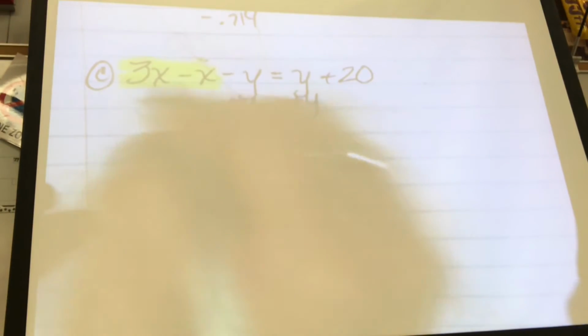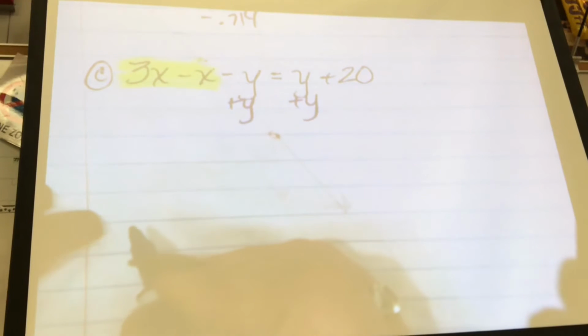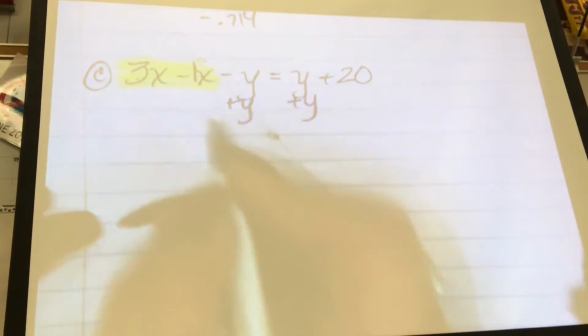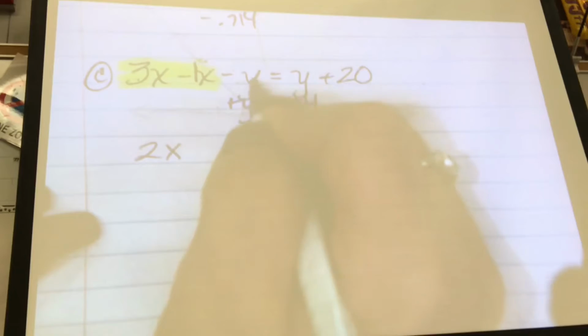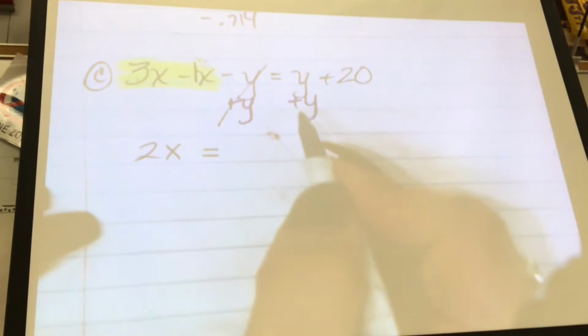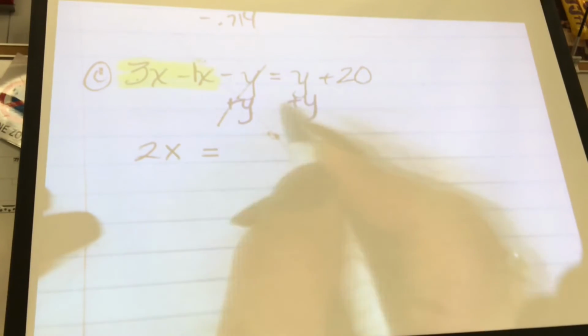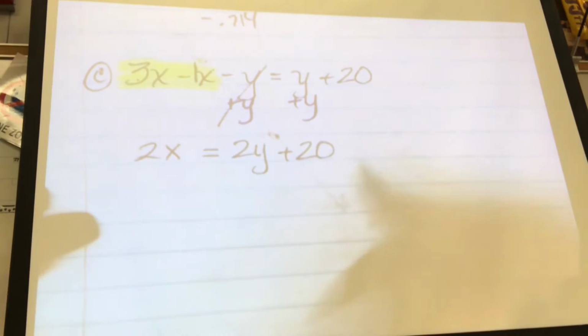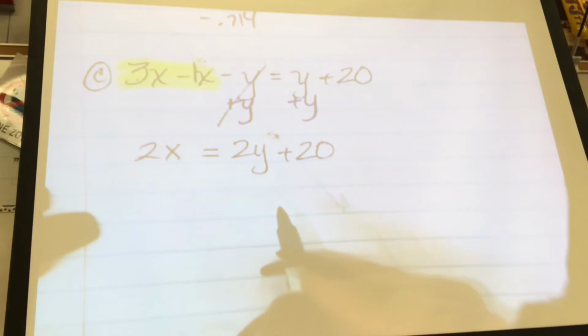All right, Emilio. What's 3x minus x again? 3. So I have 3, and then I have a 1 right here. What's 3x minus 1x? 2x. Very good, 2x. And then we took away this y equals, what do we have over here, Moses? What's a y plus a y? 2 y's plus 20. What should I do now, Jaden?